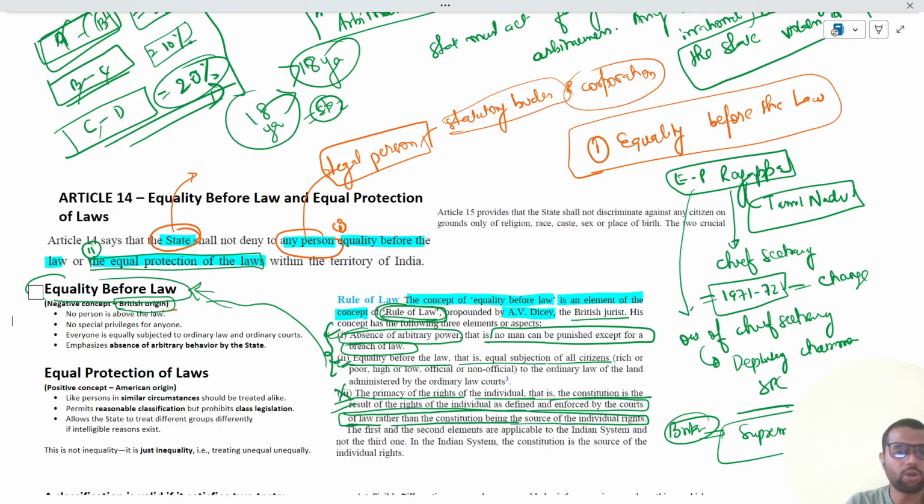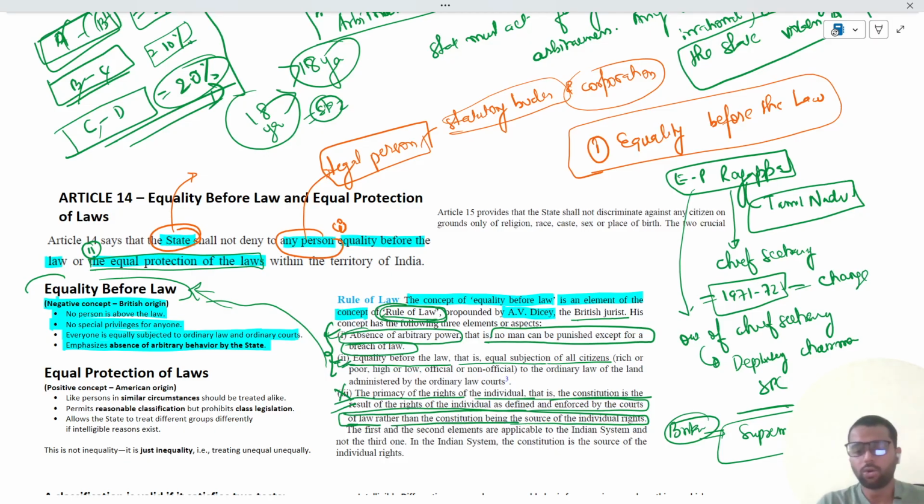So equality before the law is a negative concept, taken from British origin, and no person is above the law, no special privileges for anyone. Everyone is equally subjected to the ordinary law and ordinary courts, and it emphasizes absence of arbitrary behavior of the state. All these points we have discussed.